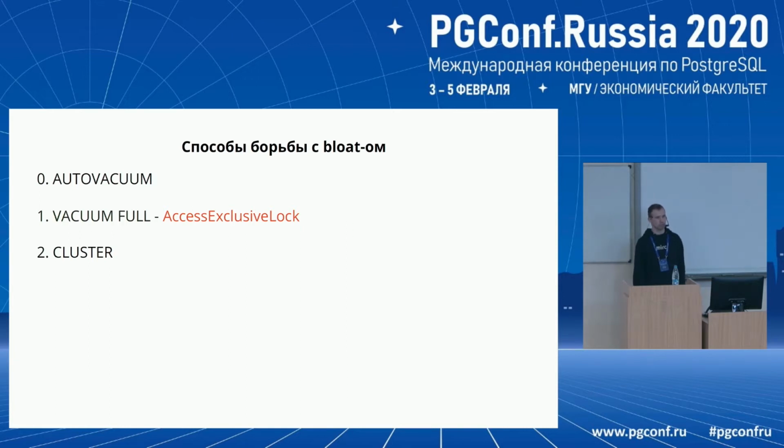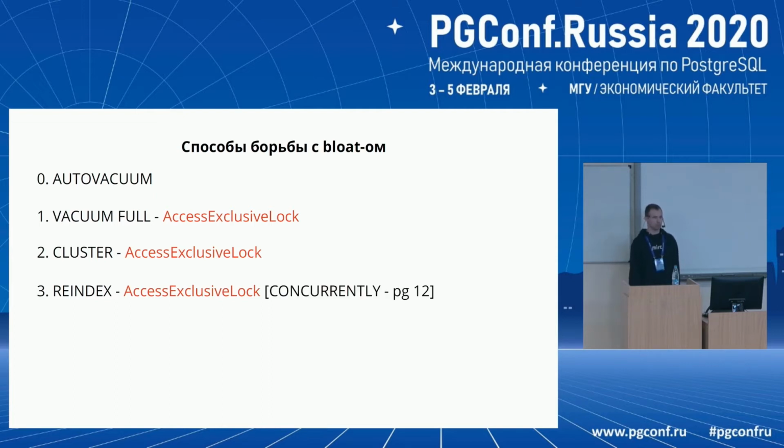You can use cluster instead. It looks very similar. It leaves only live data, but you can specify a specific attribute, and sometimes this is a very good optimization. If we're talking about indexes, there is a reindex command. It looks similar, but it does an index-specific rebuild. The problem is the same with access exclusive lock, but now we have concurrently starting from Postgres version 12. And it doesn't interfere with inserts and other commands.